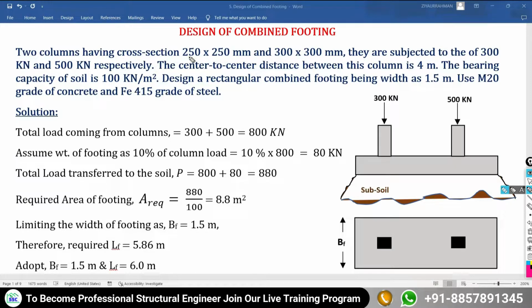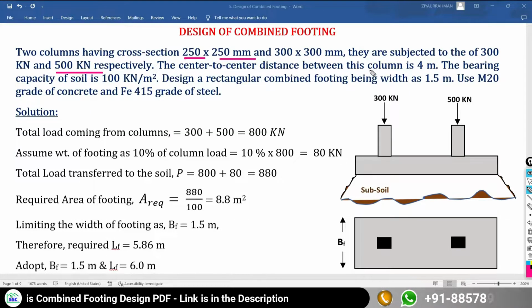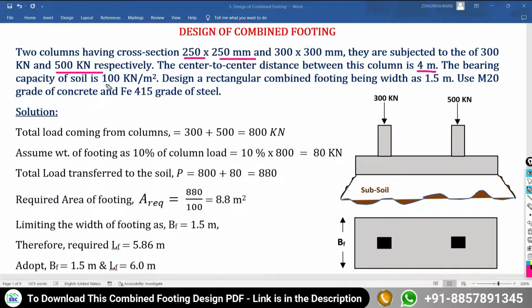Two columns having cross sections of 250 by 250 mm and 300 by 300 mm are subjected to loads of 300 kN and 500 kN respectively. The center to center distance between these two columns is 4 meter. The bearing capacity of the soil at the proposed land is 100 kN per meter square.